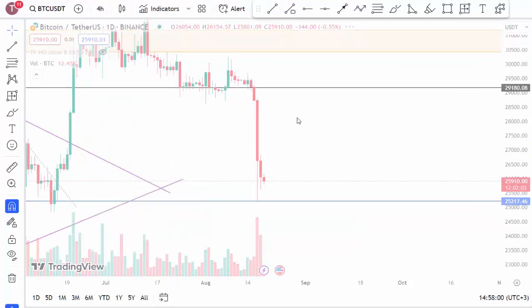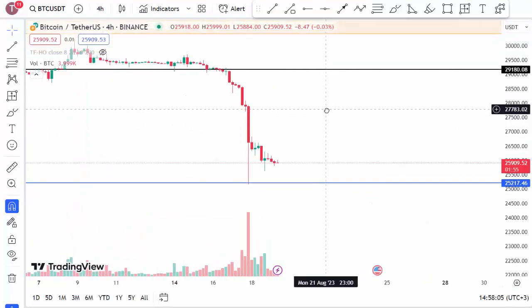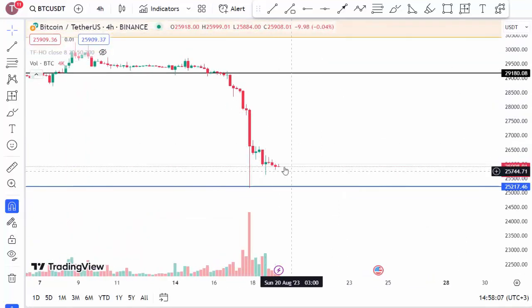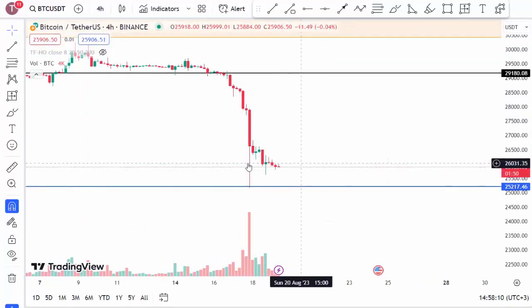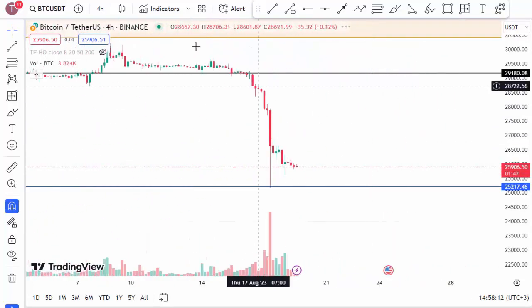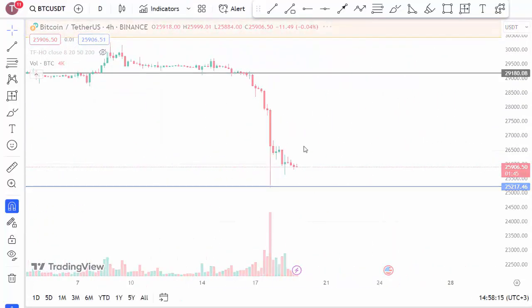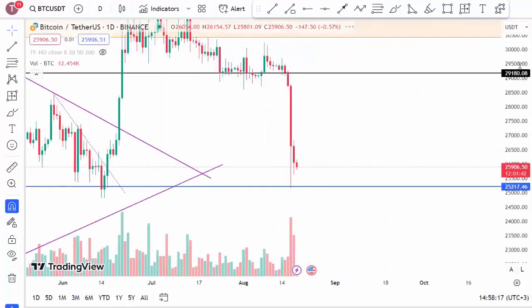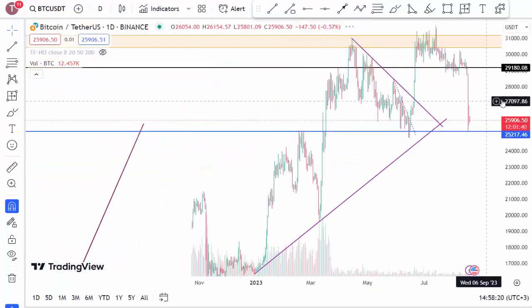Let's quickly glance at the 10 mark. Currently, my friends, we cannot say that there is something particularly important. In fact, we cannot say that we see something significant in this section. This is also evident in the 4-hour period chart, which suggests that the decline might continue.